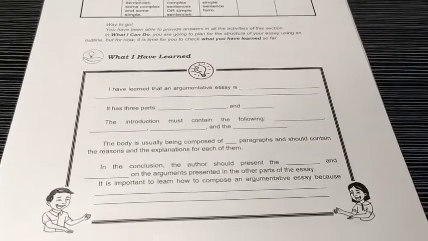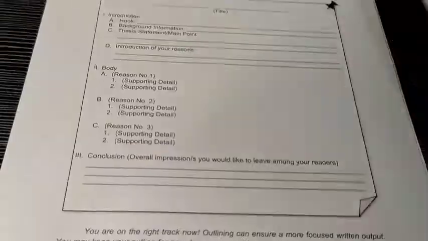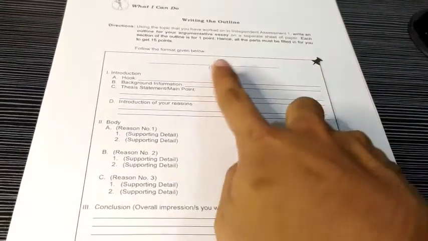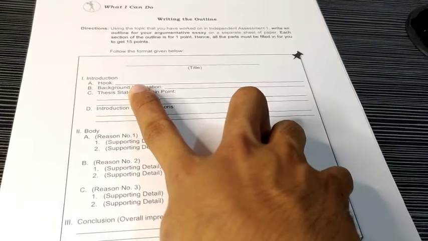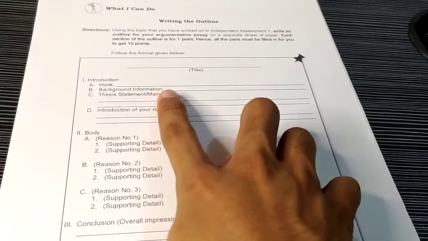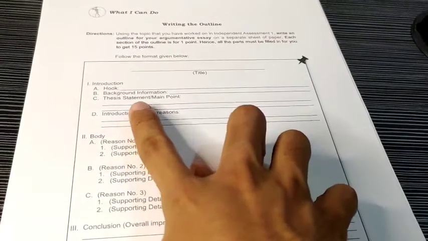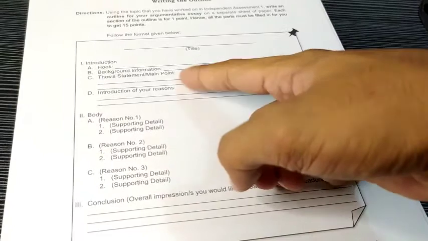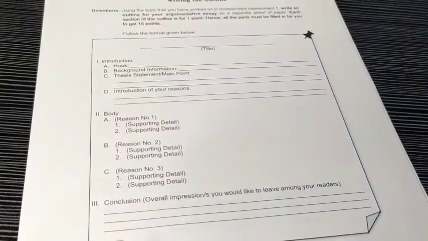Then what I have learned, you will simply complete these statements. Then what I can do: you will have your outline, the title of your chosen topic. What would be the hook? It can be a question or quotation, background information. What is your background information, and cite your references or sources, thesis statement, introduction of your reasons. You have answered all of these already in your previous activity, so you will just summarize it through an outline. Then you will add a conclusion.